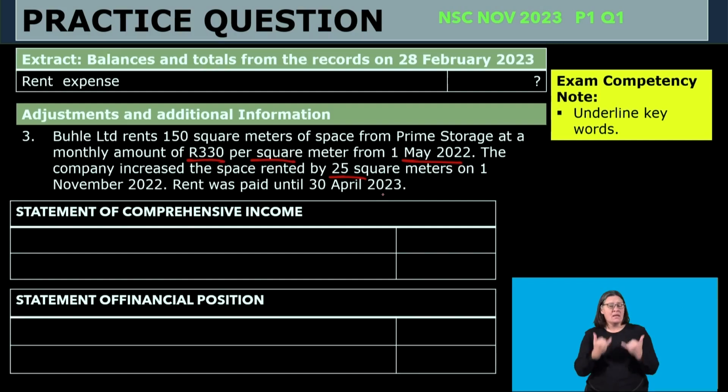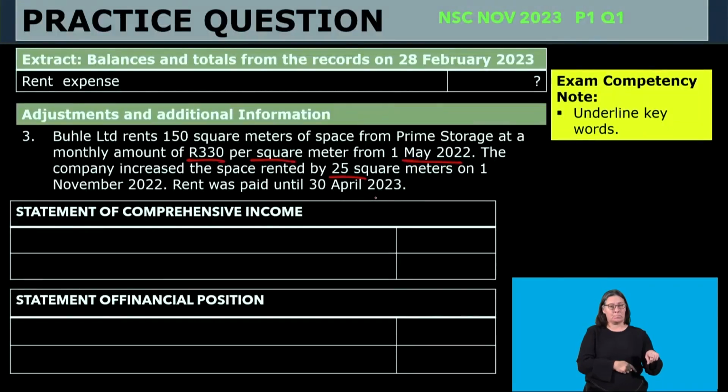So here we want to calculate our rent. Okay. Now, this is rent expense, remember. And rent was paid until April. Remember, the financial year has to end when? In February. We can calculate this very, very simple. Please follow this.